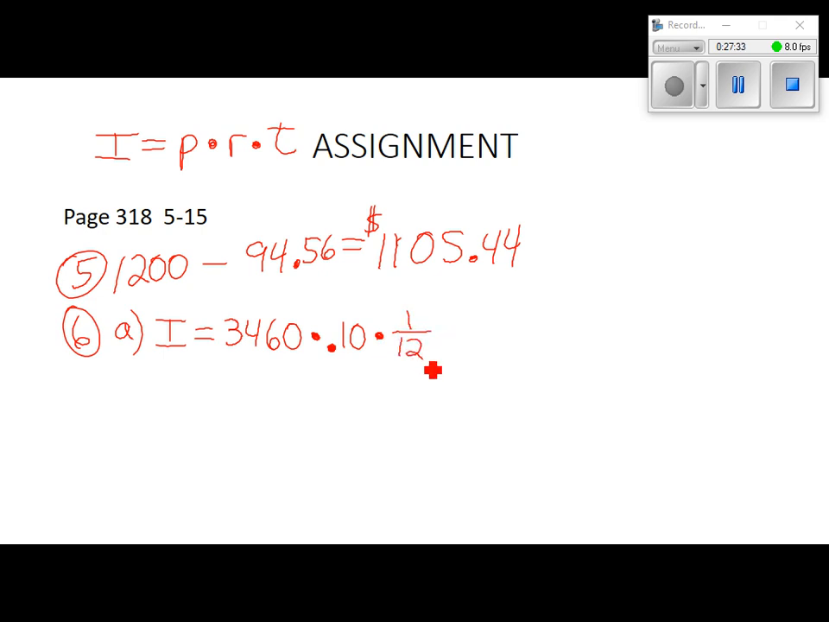When you put this on your calculator, the easiest way to do it, this times that, hit equals, and then hit divided by 12. So this number times that number, hit equals, then divide it by 12. And we're going to do that same thing for most of these problems. What's it come out to be? Remember, we got money, so we want to round it off two places, right? $28.83. Anybody else get that?